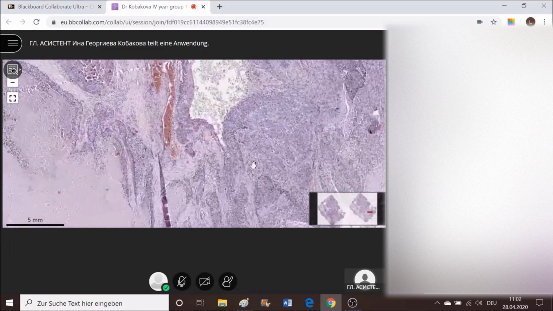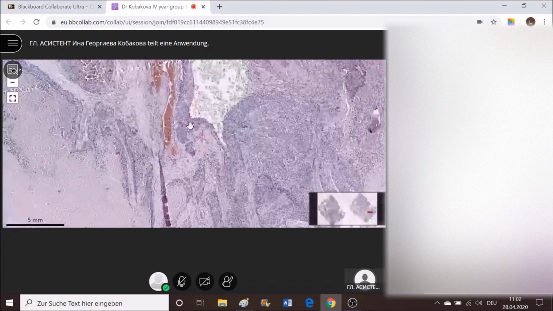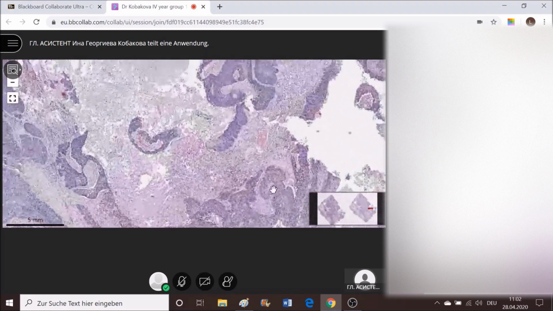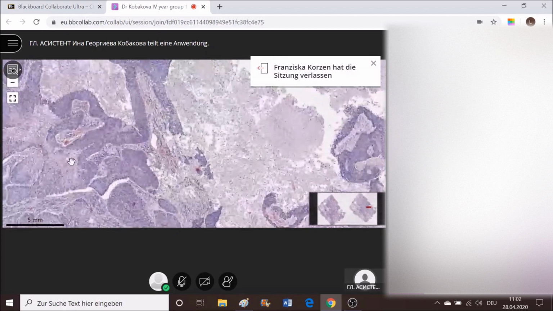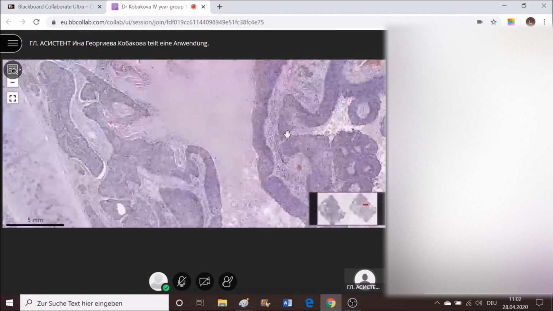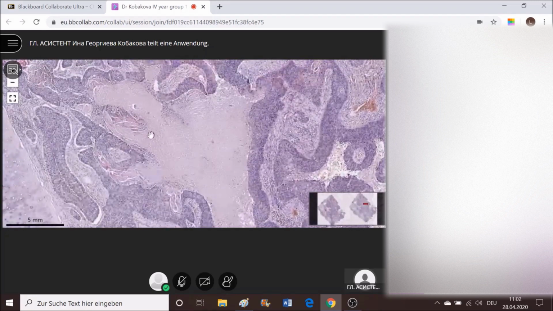a remnant of a nest of the tumor actually. Here again, keratin formation. Next to the field of necrosis, take a look at keratin, and necrosis itself.